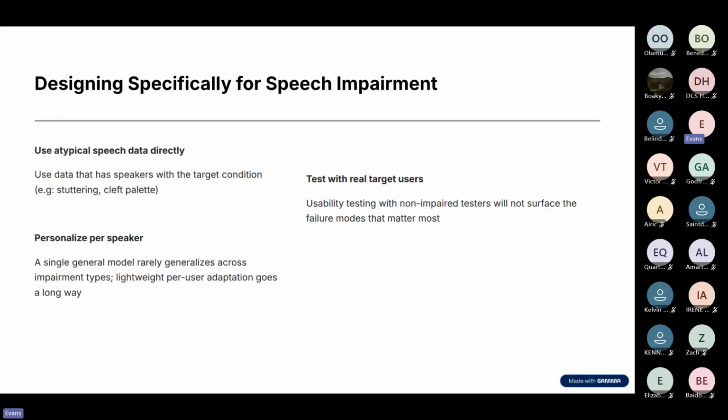All right, so we want to look at this particular side. If you want to design for speech impairment, or I should say people with some sort of disability.